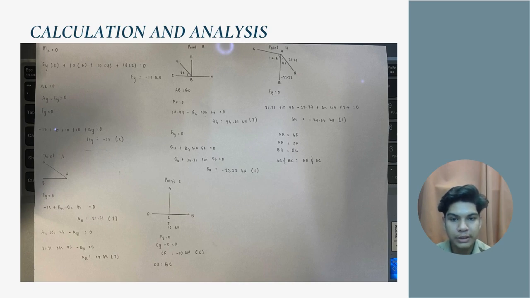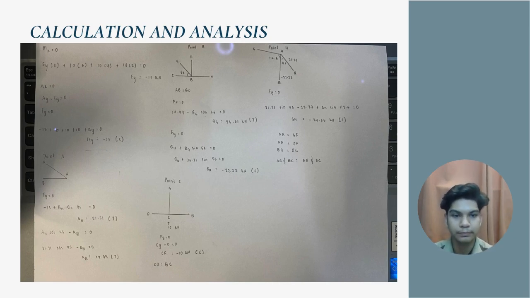Moving on to point C, we use Fy equals 0. The force acting on point C is 10, and we find that CG is equal to 10 because Fy equals 0. And as I said before, AB equals BC. Same goes for BC equals CD, because it has the same length and the same amount of force acting on it.